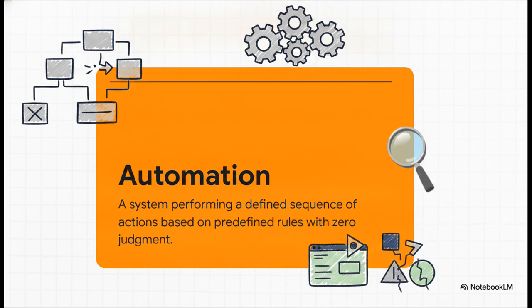You know the drill. If condition X is met, do action Y. It has absolutely zero judgment. This means if an app's UI changes even slightly, or someone uploads a weird data format, bam, the entire system breaks instantly. It's essentially just a rigid flowchart that executes itself.